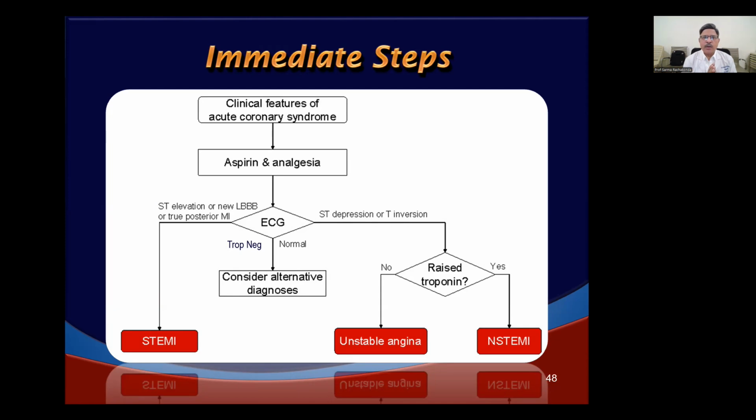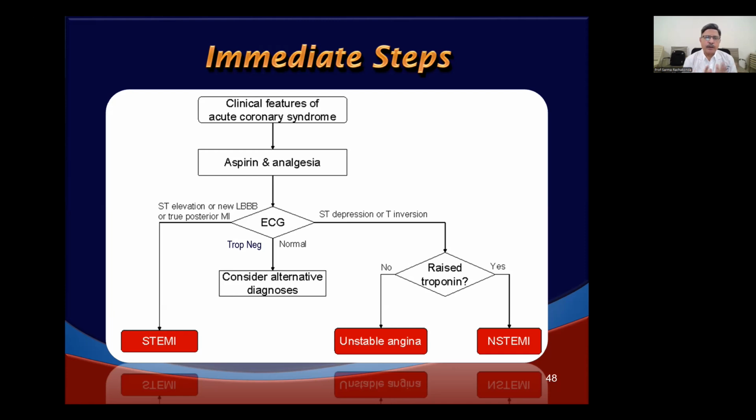ECG can be of 3 types. One is ECG can be normal, ECG can have ST depression or T inversion, or ECG can have ST elevation, new onset LBB, or true posterior MI. So if the ECG is having ST elevation in 2 contiguous leads, more than 1 millimeter in the limb leads, more than 2 millimeters in the chest leads, or new onset left bundle branch block. How do I know new onset?